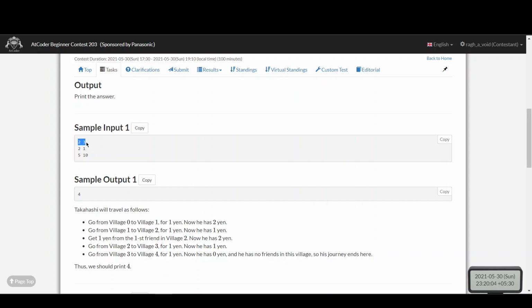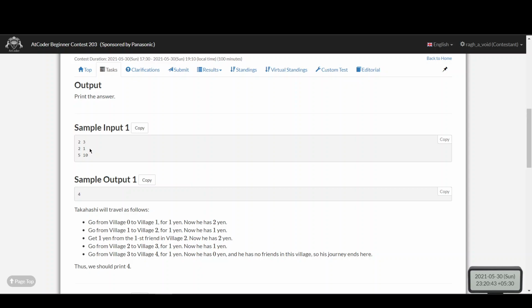So for the very first sample test case, we had 2 villages in which the friends were there, and they had 1 and 10 yens respectively. So now what we'll see is he had 3 yens initially. Now at max he can go to village number 3, but we can also see that at village 2 he would receive 1 yen from his friend also. So the maximum village he can cover is village number 4.